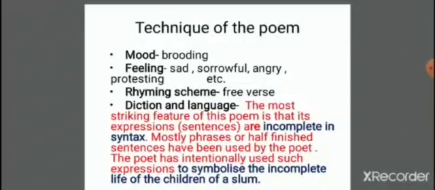So far as diction and language is concerned, the most striking feature of this poem is that its expression or sentences are incomplete in syntax. I'm not saying that the entire poem, but mostly phrases or half-finished sentences have been used by the poet in this poem, especially in the beginning stanzas of the poem. And this he has done intentionally to symbolize the incomplete life of the children of a slum.